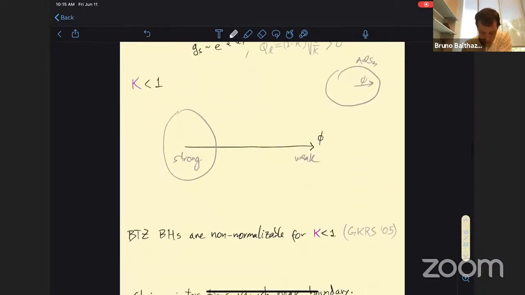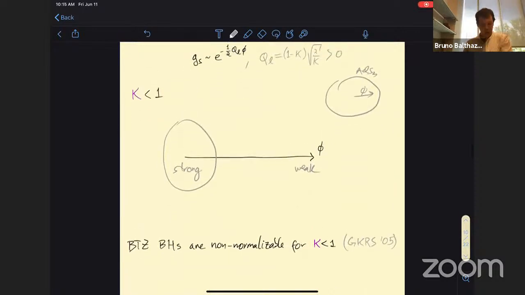The other thing that I wanted to mention is this point that Emil also already brought up, which is that essentially one interpretation of this is that the BTZ black holes become non-normalizable once you go to levels K less than 1. Okay, so this was argued for in this paper by Givon, Kutazov, Ravinovich, and Sever in 2005. So the high energy density of states is dominated by weakly interacting strings as opposed to BTZ black holes.